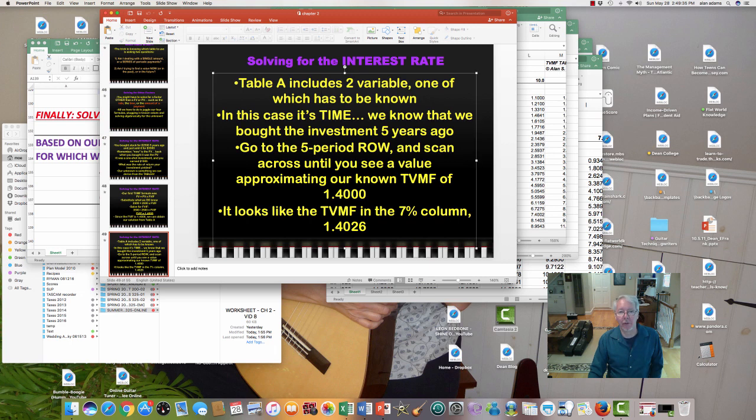Okay, table A includes two variables. That should be variable plural. Let me fix that right now. My apologies for the typo.